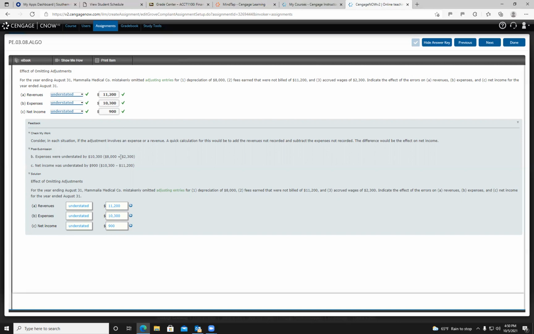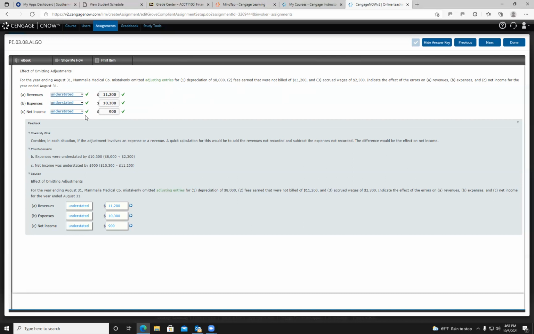So if you look here, both of these amounts added together are the amount of expenses that are going to be understated, 10,300. So A, number 2, affects revenues, and it understates the revenue by 11,200 because we failed to record those fees earned. 1 and 3 both affect expenses and cause our expenses to be understated by the amount of the 2 added together, which is 10,300.